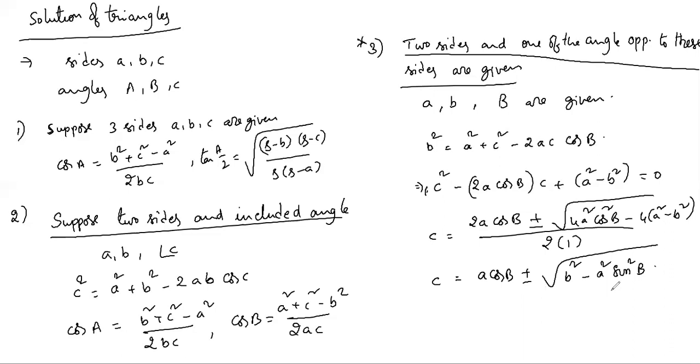But in all cases it won't exist. Always two values of c won't exist. Sometimes the triangle itself does not exist. We will see the cases one by one. So we have c equals a cos B plus or minus root over b square minus a square sin square B. These are the values of c. So in which cases do c values exist?